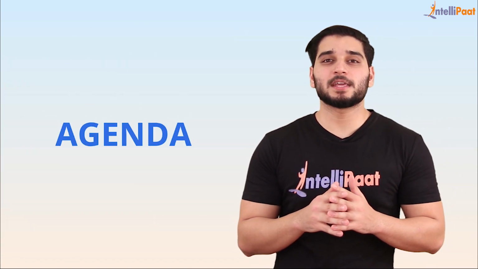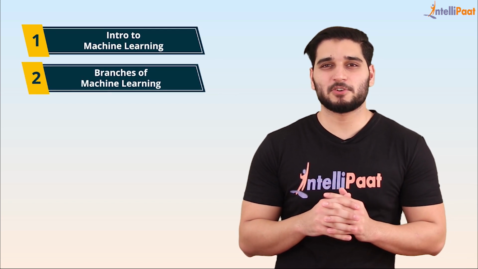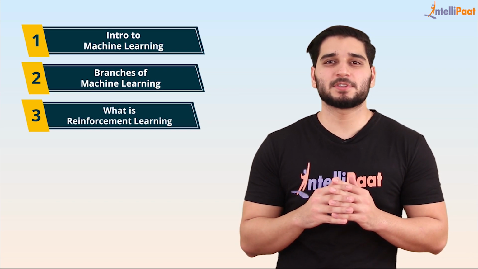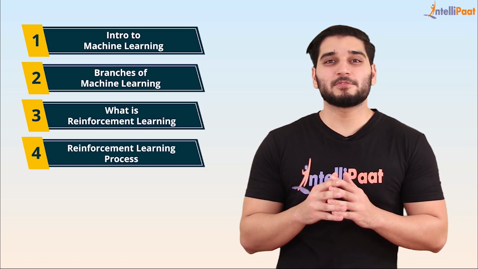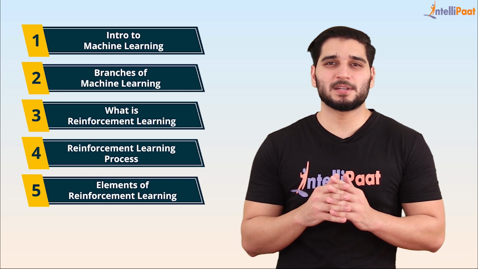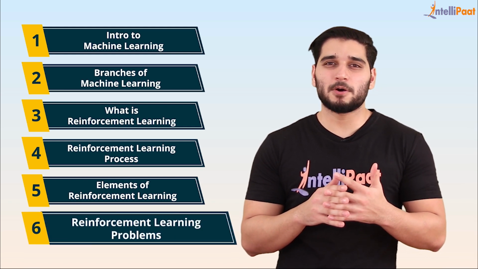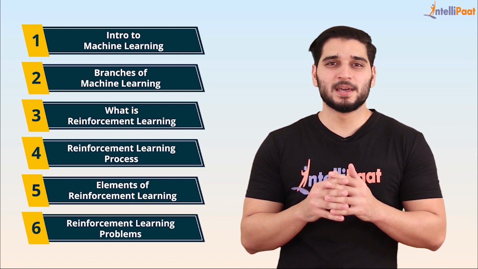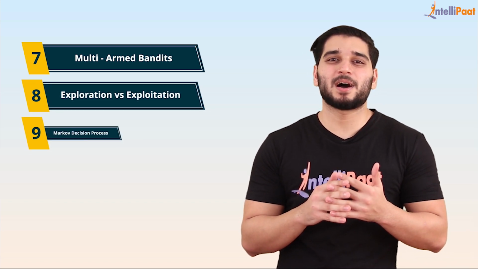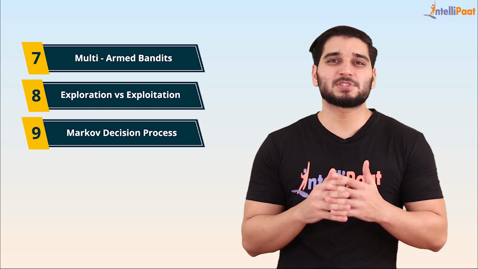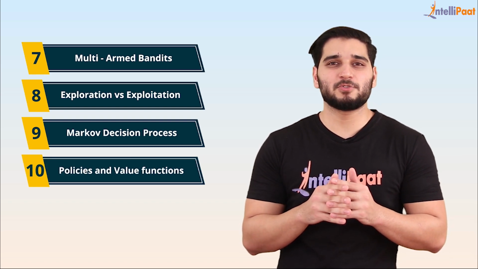So now let's look at the agenda for this session. We'll start off by understanding what is machine learning and what are the different branches of machine learning. After that, we'll introduce you to reinforcement learning and the learning process involved in reinforcement learning. Following which, we'll understand the elements of reinforcement learning and also we'll discuss the class of problems that we can solve using reinforcement learning. After that, we'll introduce you to the multi-armed bandit problems and we'll also discuss some methods to solve the exploration-exploitation dilemma. And at last, we'll discuss the Markov decision processes and we'll also see how to compute policies and value functions using Bellman equations.